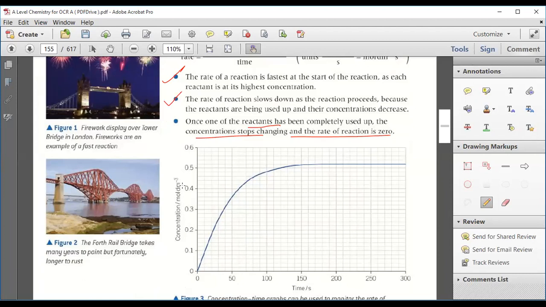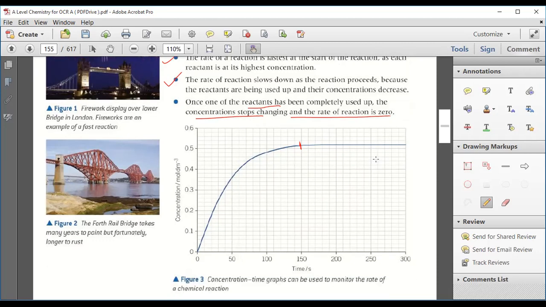Concentration is given in mole per decimeter cube. So after some time, it is not changing. It means at 150 seconds, after around 150 seconds, there is no change in the reaction rate. So it means that there is no change in the concentration. It means that the rate of reaction is 0 at that time. So this concentration time graph can be used to monitor the rate of reaction.